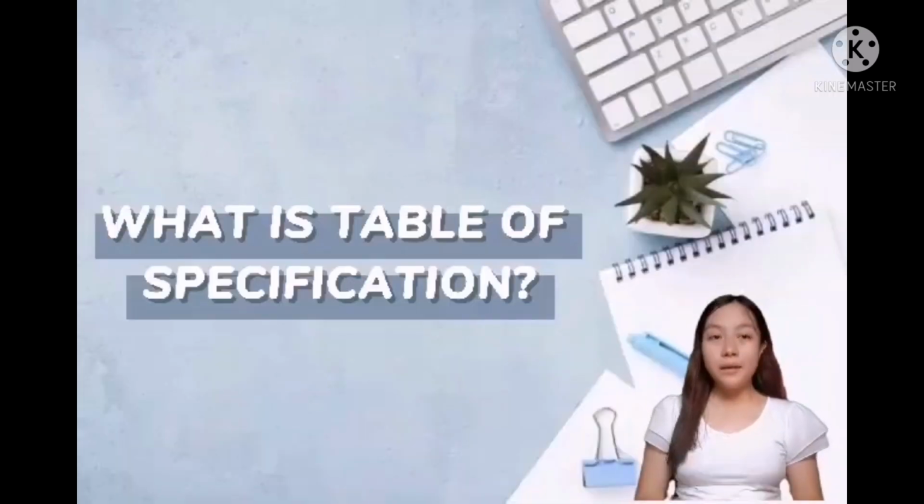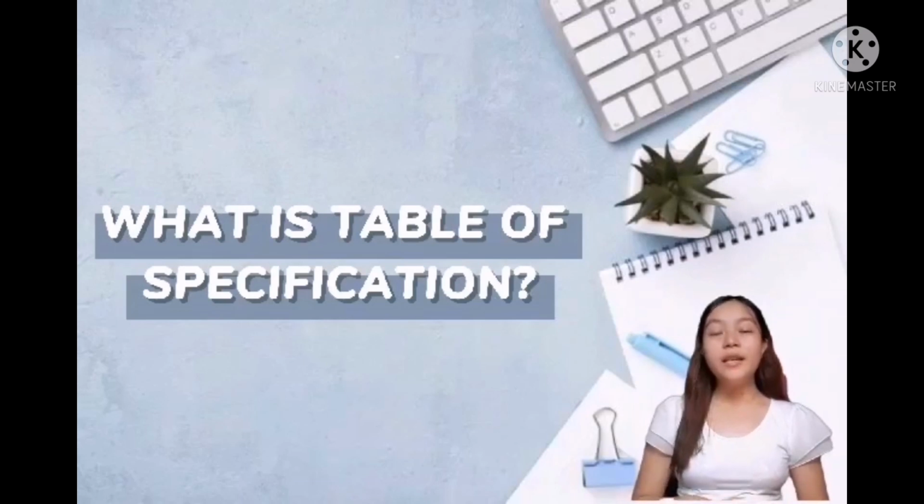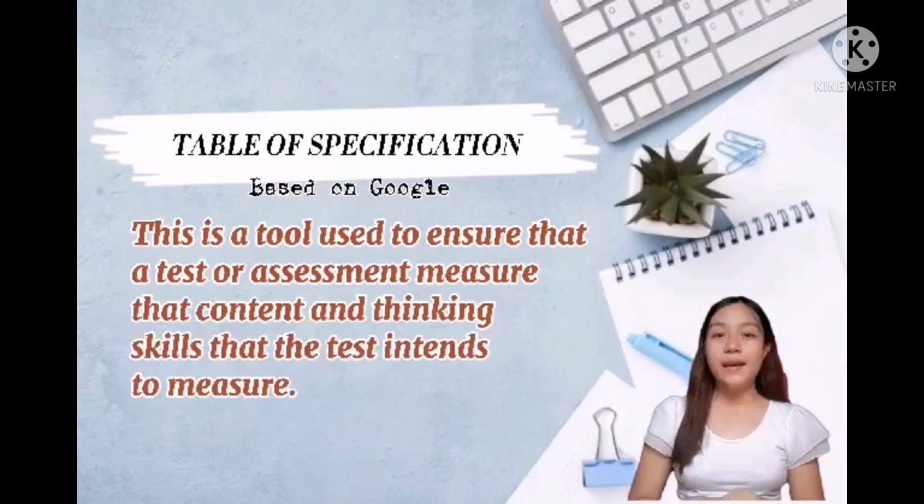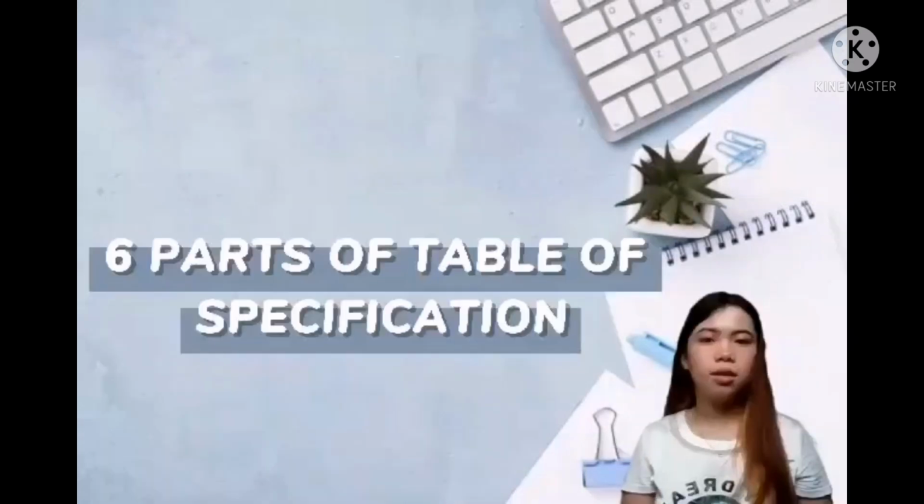What is Table of Specification? Table of Specification is a tool used to ensure that a test or assessment measures the content and thinking skills that the test intends to measure.